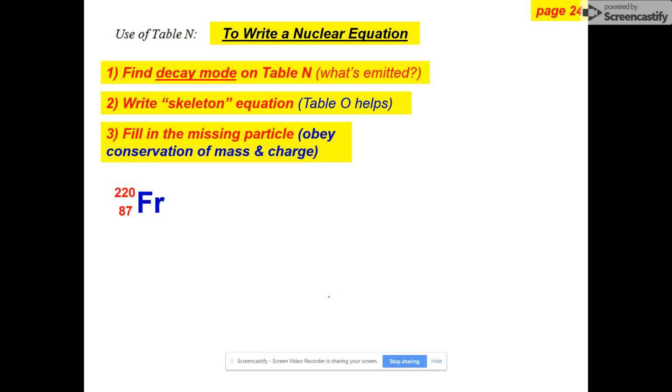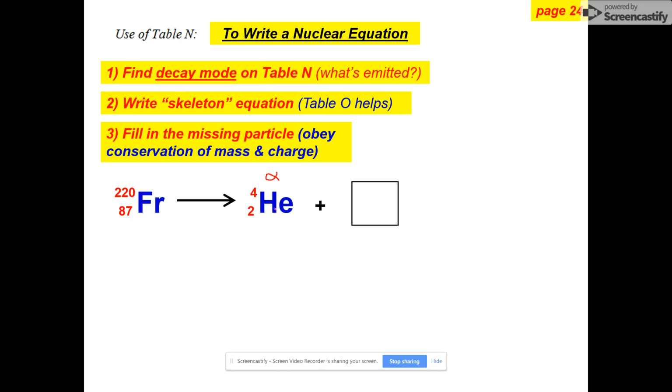Okay, we're going to start with francium, francium-220. If you look in Table N, francium-220, it's about 7 down on Table N. And you can see that if you look in the decay mode column, it goes through alpha decay. All right, so what do we say that means? Francium is going to break into a couple of things. One of the things it breaks into is an alpha particle. That is one of the things that will be emitted. An alpha particle is a helium nucleus with a mass of 4 and a charge of 2. Okay, so francium breaks into this, but there's something else.